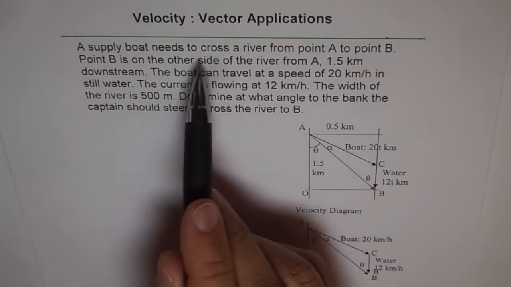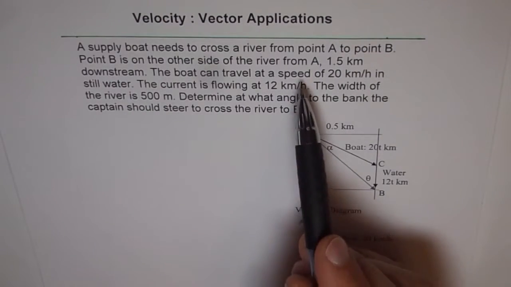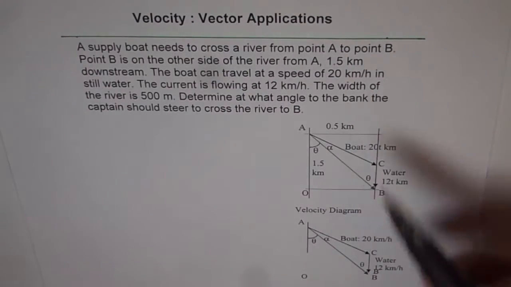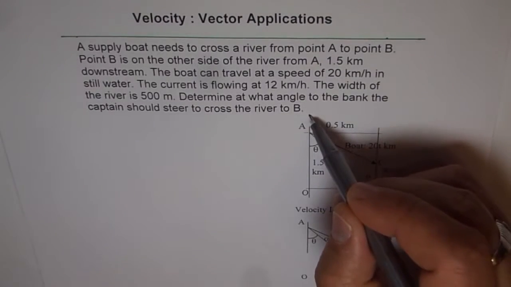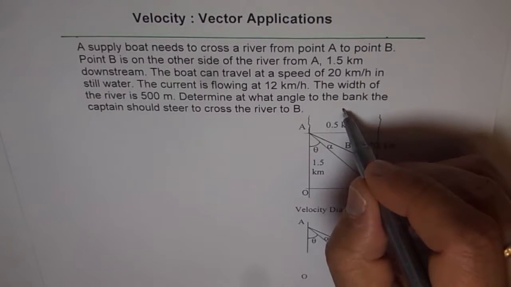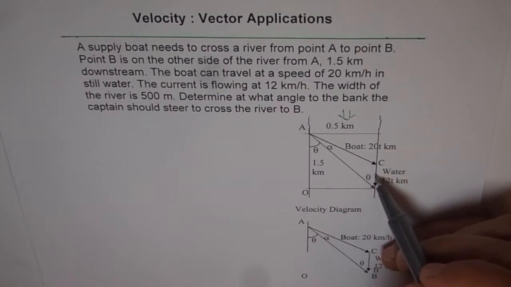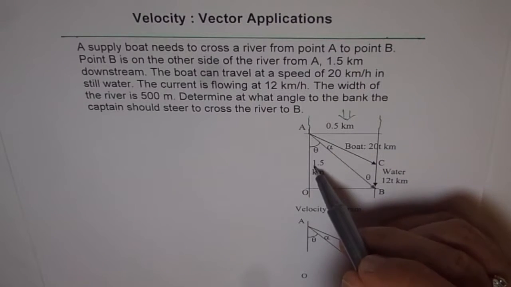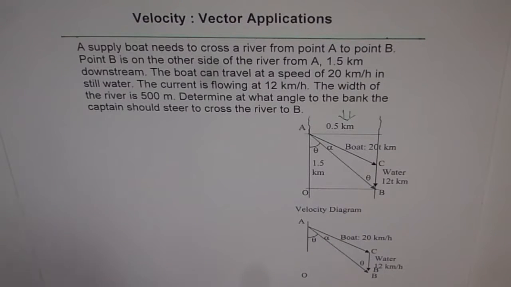A supply boat needs to cross a river from point A to point B. Point B is on the other side of the river from A, 1.5 kilometers downstream. That means if we have this river here, this is our river going downwards, correct? Point A is on this side and B is on the other side 1.5 kilometers down. Do you see that? So I've written 1.5 kilometers down for B, which is on the opposite side.